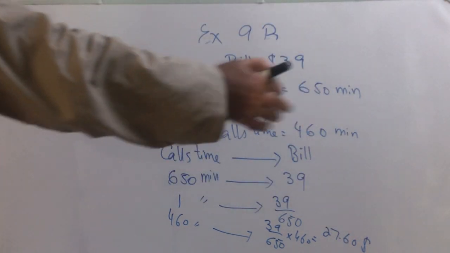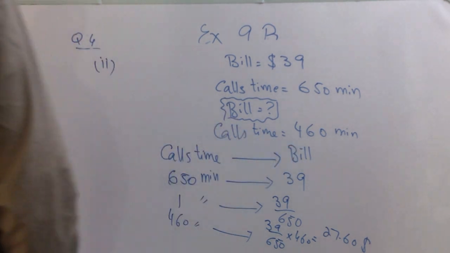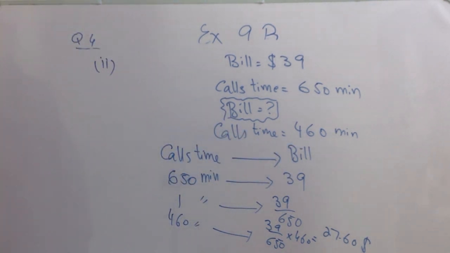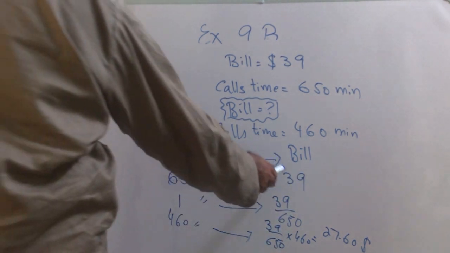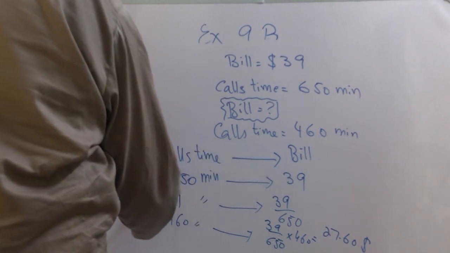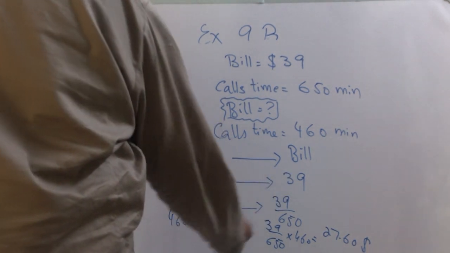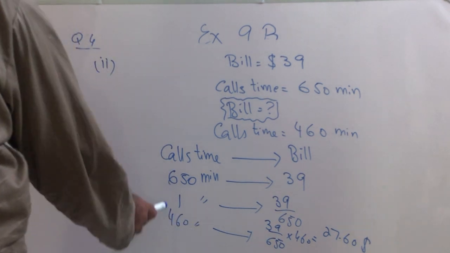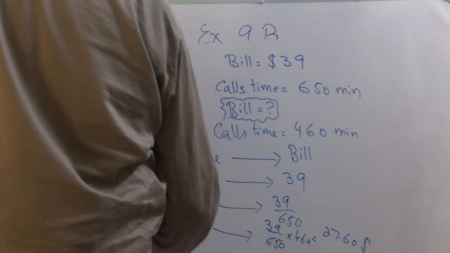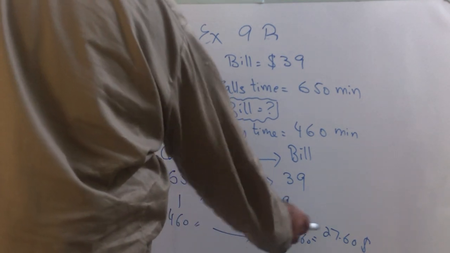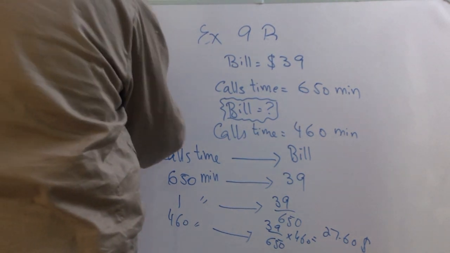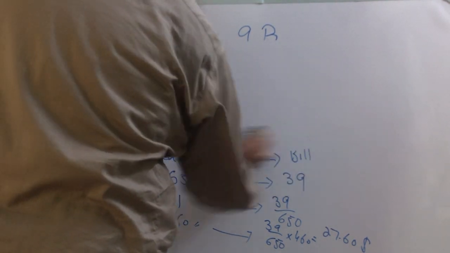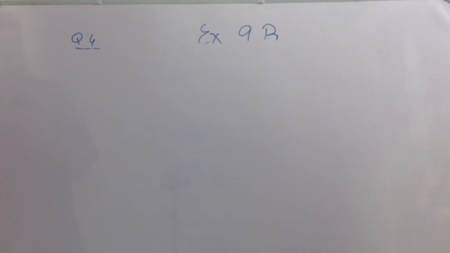So the bill will be on the right side, calls time on the left. If 650 minutes he is using, he is paying $39. If he is using only 1 minute, he will be paying less. So cost divided by minutes, 39 divided by 650. Whatever the answer is, you multiply it by 460, because for 1 minute the cost is this, and for 460 minutes it will be more. So this is our answer for part 2. In this way we have done both parts of question number 4.